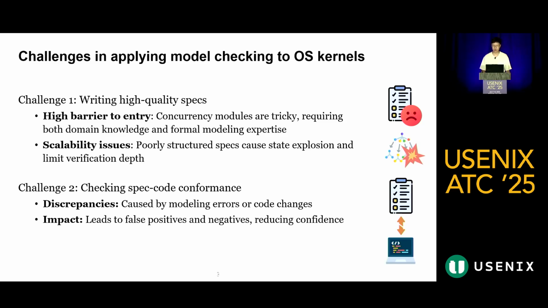Applying model checking to a real OS kernel is hard. First, writing a high-quality spec is challenging. Kernel code is low-level and tricky, and formal modeling requires expertise. If the spec isn't well designed, model checking easily hits state explosion. Second, checking that the spec accurately reflects the implementation is non-trivial. Discrepancies often arise due to modeling errors or code changes. These discrepancies can cause both false positives and false negatives, reducing the confidence of the verification.